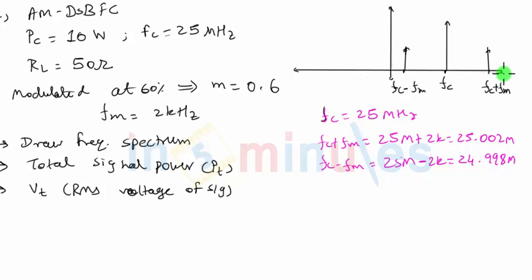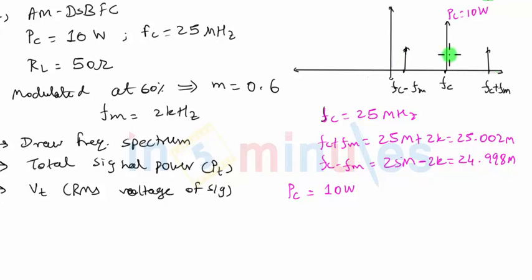Now let us find the power of each frequency component, because the question says to draw the frequency spectrum with frequency and power values shown. When it comes to finding the power values, we will first find the carrier power, PC. The question has mentioned the carrier power of 10 watts, so that is something we don't have to find. It is already given to us. So I'll just mention PC equal to 10 watts here.